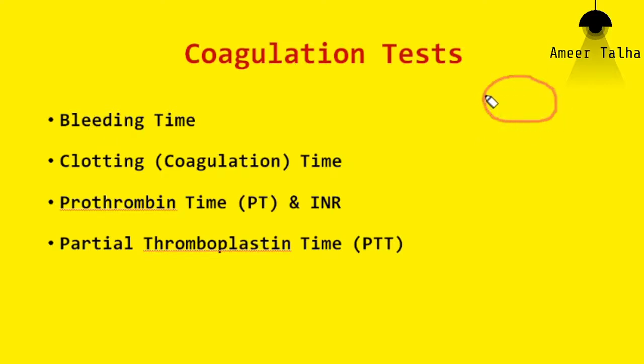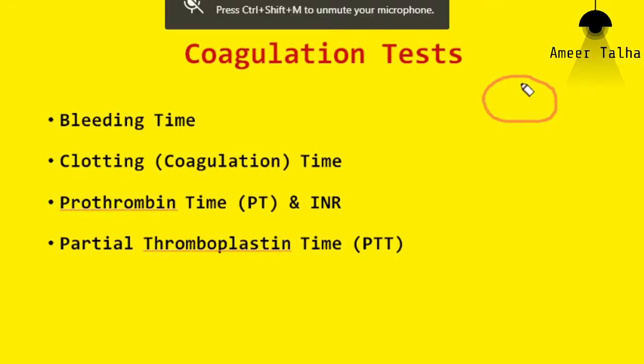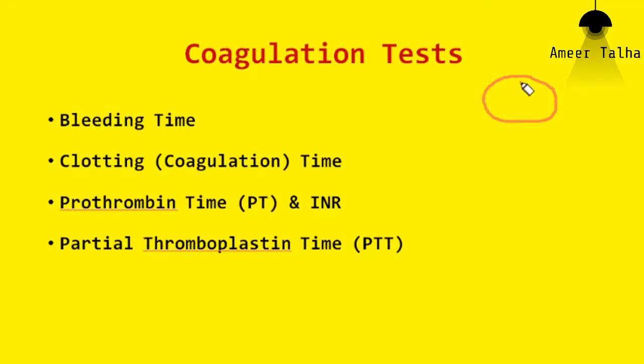We take a white filter paper, and we prick our index finger and discard the first drop of blood, and we start the stopwatch and we place the next drop over the filter paper at the 12 o'clock position. Then after every 30 seconds, we put the blood drop over the filter paper and we count the time till we see no drop over the filter paper. The normal bleeding time is around? 1 to 5 minutes. Yes, 1 to 5 minutes.